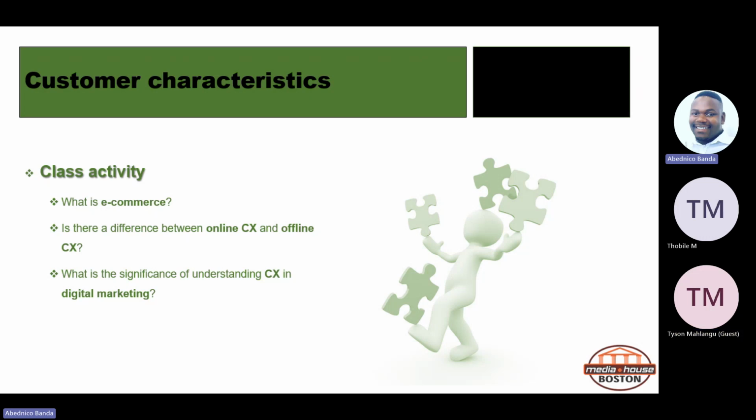Okay. For me, when it comes to e-commerce, the terms that come to my mind randomly are online, like Tobile said. It's deliveries, it's payment gateways like PayFast, Ozow, eCoca, it's the online basket. So those are things that come to my mind when it comes to e-commerce. Then do you think there's a difference between online customer experience and offline customer experience? Remember, we discussed experiences before.